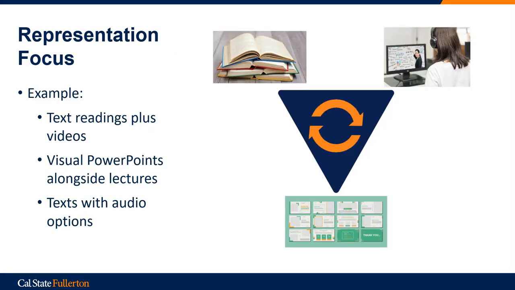This idea of having different options can be best explained through how students are given class information. This could mean students are given text readings alongside videos to choose to read or listen to the content. They can be given PowerPoint slides with recorded lectures to read, or review the information at their leisure. They can be given readings that offer audio-based options so they can listen to the text instead.